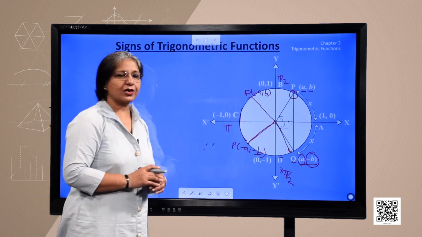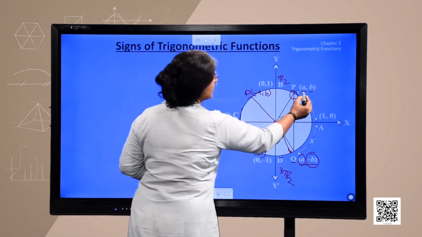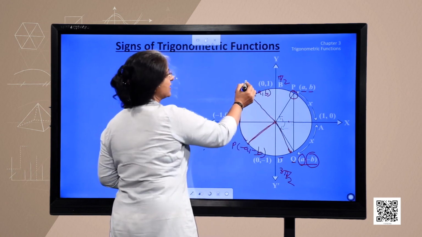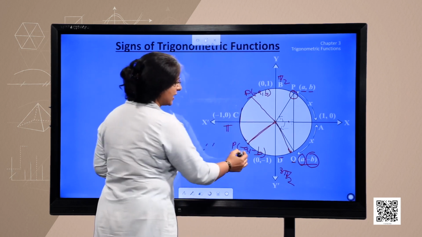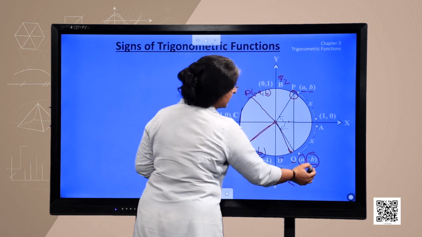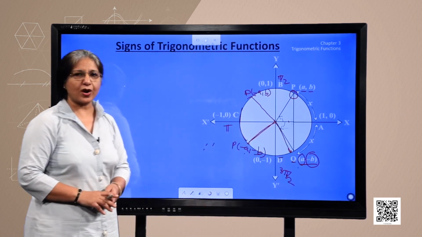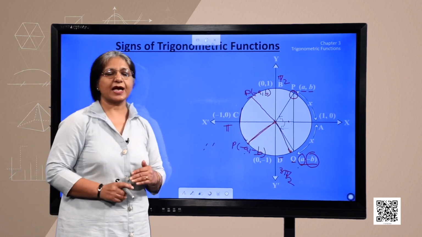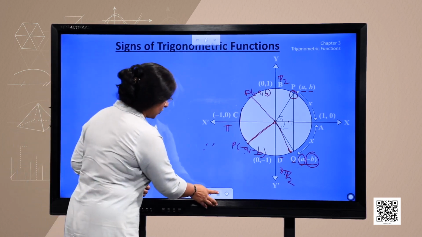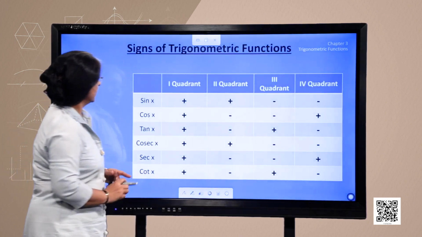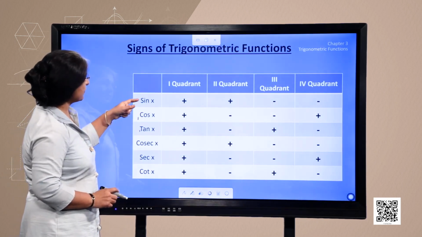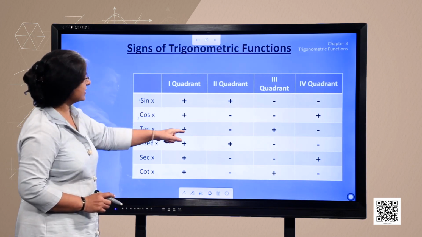So, in short, we can say sin and cos both are positive in the first quadrant, cos is negative and sin is positive in the second quadrant, sin and cos both are negative in the third quadrant, and cos is positive but sin is negative in the fourth quadrant. On the basis of sin and cosine, we can find the sign of other trigonometric functions. See how? With the help of this table. Sine and cosine we have already discussed, because tangent is the ratio of sine and cosine, so we can decide its sign.